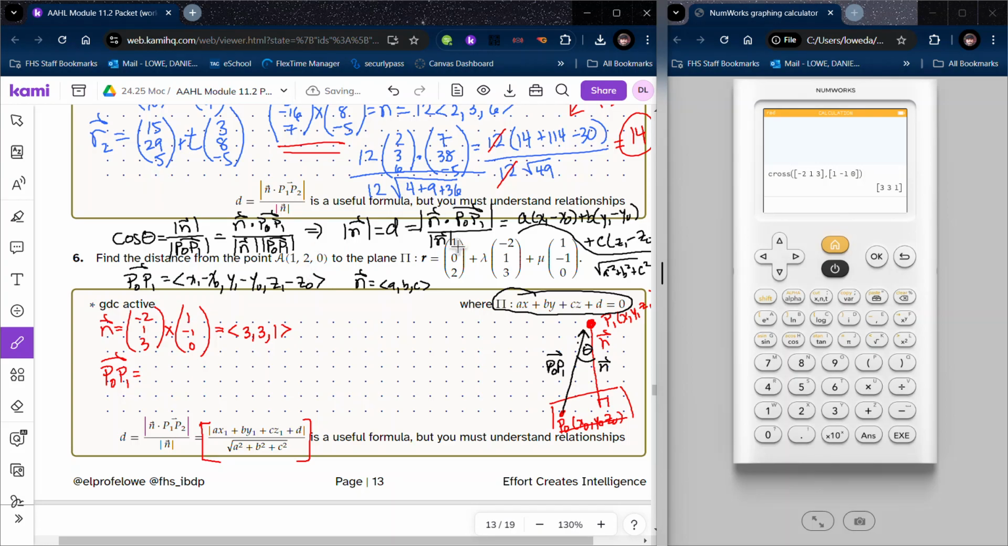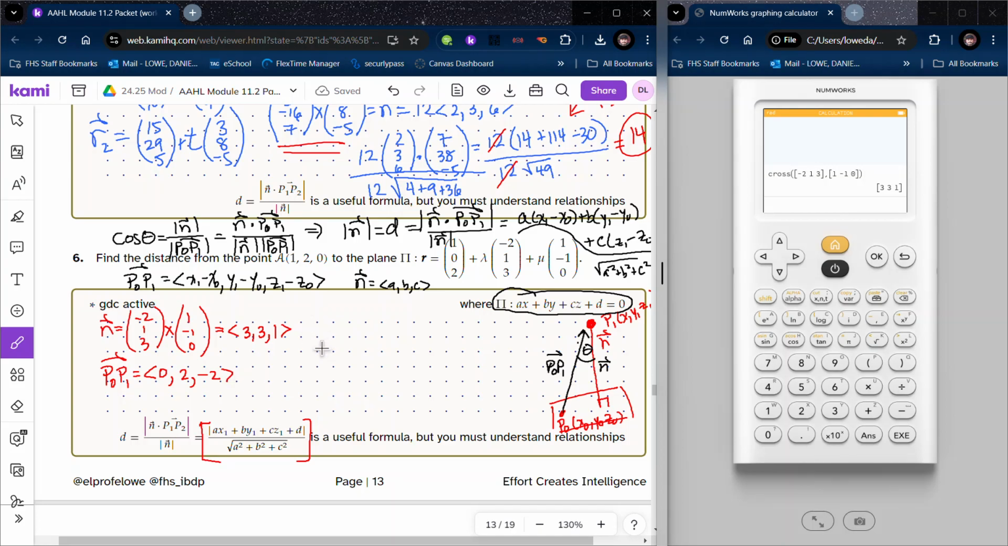So to go from 1, 0, 2 to 1, 2, 0: to go from 1 to 1, that's a change of 0. To go from 0 to 2, that's a change of 2. And to go from 2 to 0, that's a change of -2. So now I have that directional vector of P0 to P1. Okay, so what then gets represented here? This normal vector dotted with P0 to P1 is going to give me the following.